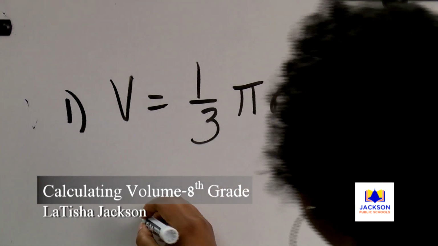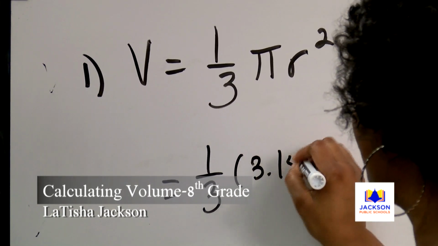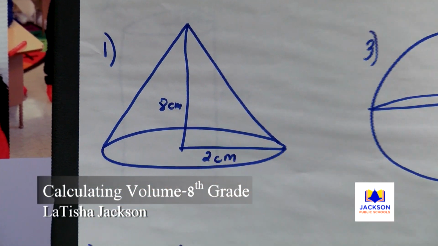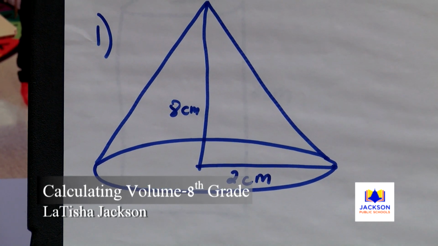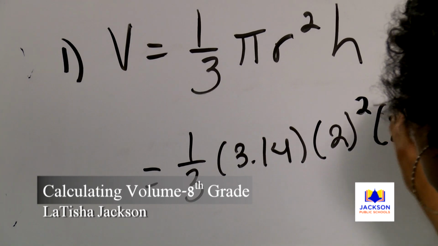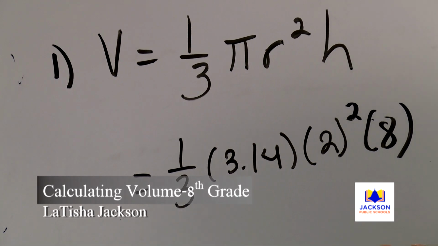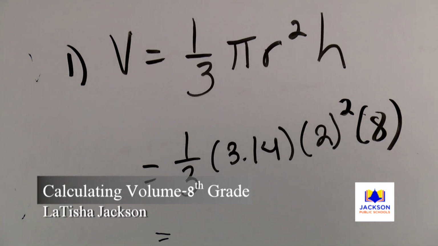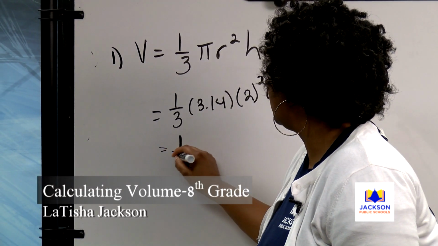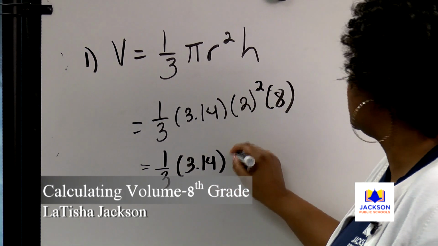Okay, so 1/3, and we'll use 3.14 as its approximation for pi. Our radius, if you look back at our diagram, is 2 centimeters. So we substitute 2 in for r, and our height is 8 centimeters. So I'll substitute 8 in for my height. And from there, you can use the order of operations or just punch it in your calculator. So I'm going to simplify mine just a little bit because I'm using my cell phone calculator like many of you are probably doing. So we'll do 1/3 times 3.14, and then 2 squared is 4.